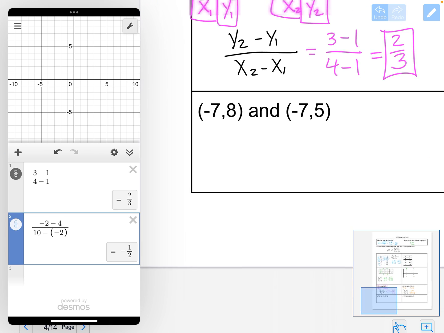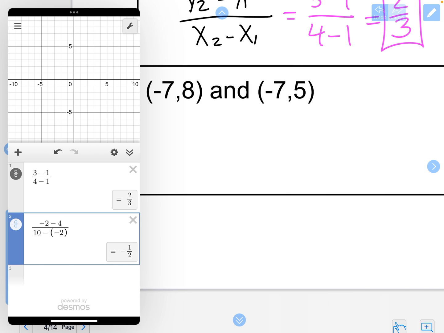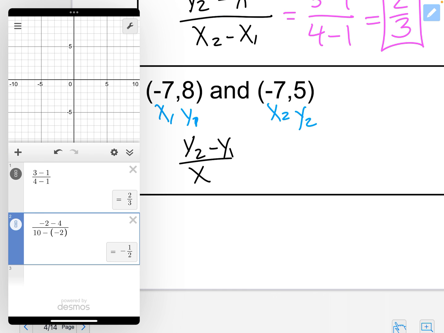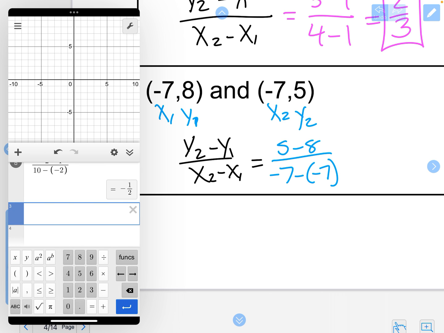Let's do this last one together because it has one more tricky part in it that I want us to make sure that we see and that we understand. x1, y1, x2, y2, y2 minus y1 over x2 minus x1. So our y2 is 5 minus 8. Our x2 is -7 minus a -7. And so let's go ahead and type this one in. Division sign first. 5 minus 8 over -7 minus -7.